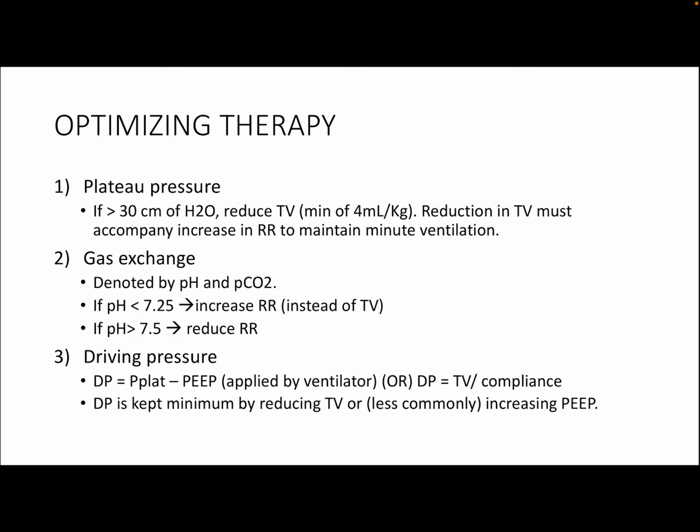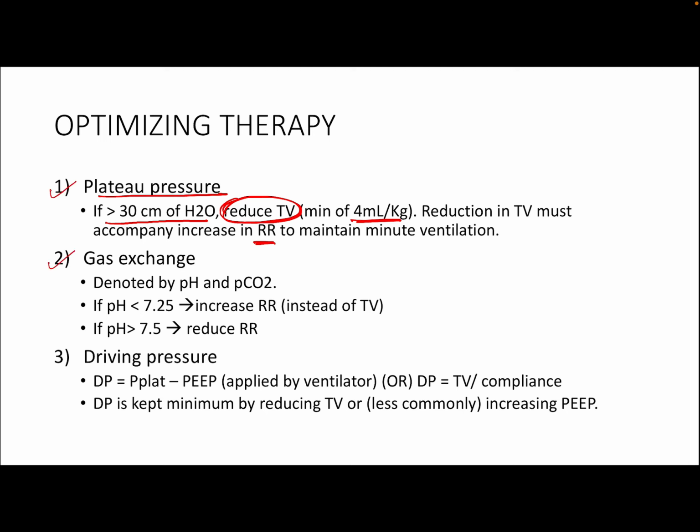Now, a few other things that you have to do to optimize therapy in a patient admitted in the ICU for ARDS. As I've mentioned, the plateau pressure should be kept less than 30 centimeters of water. So in case the plateau pressure increases to more than 30 centimeters, the management of that is to reduce the tidal volume to around 4 milliliter per kg. And remember, when you reduce tidal volume, you have to increase the respiratory rate in order to maintain minute ventilation. So that's about plateau pressure.